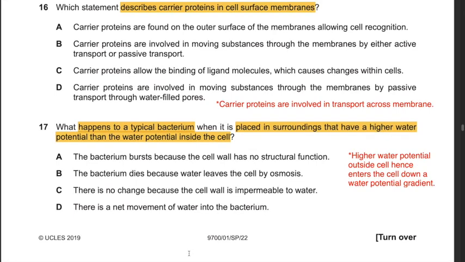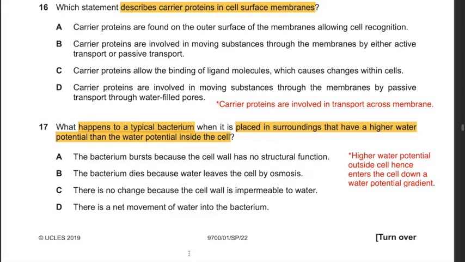Question 16. Which statement describes carrier proteins in cell surface membranes? A. Carrier proteins are found on the outer surface of the membranes, allowing cell recognition. B. Carrier proteins are involved in moving substances through the membranes by active transport or passive transport. C. Carrier proteins allow the binding of ligand molecules, which causes changes within cells. D. Carrier proteins are involved in moving substances through the membranes by passive transport through water-filled pores.